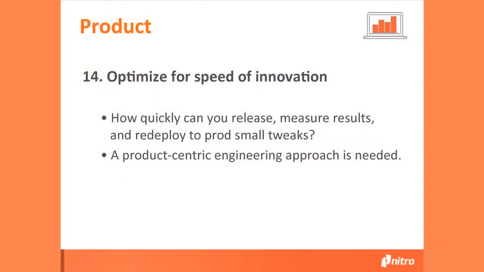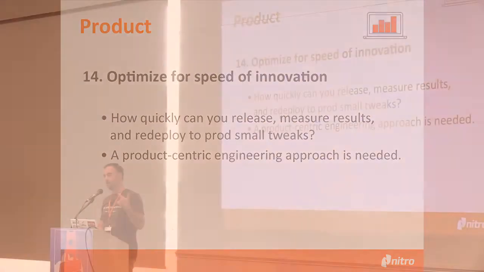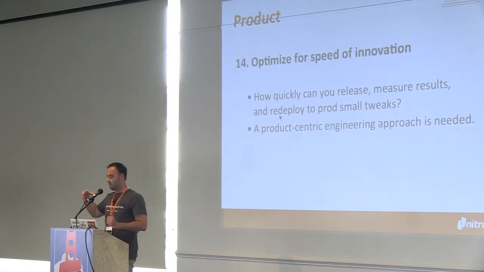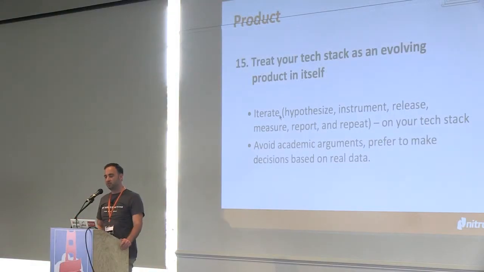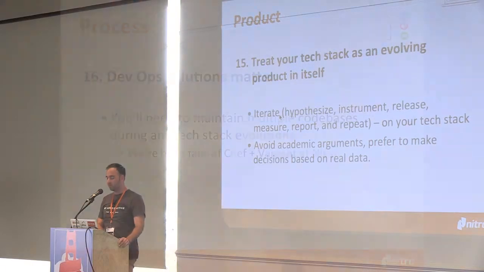Optimize for the speed of innovation, and what I mean by that is how quickly you can release, and measuring how many tech stack evolutions you can have. And of course, treat the tech stack as an evolving product itself, meaning that you actually need to apply proven product management practices to it, like quick iteration, quick releases, measuring metrics, and working off of that.